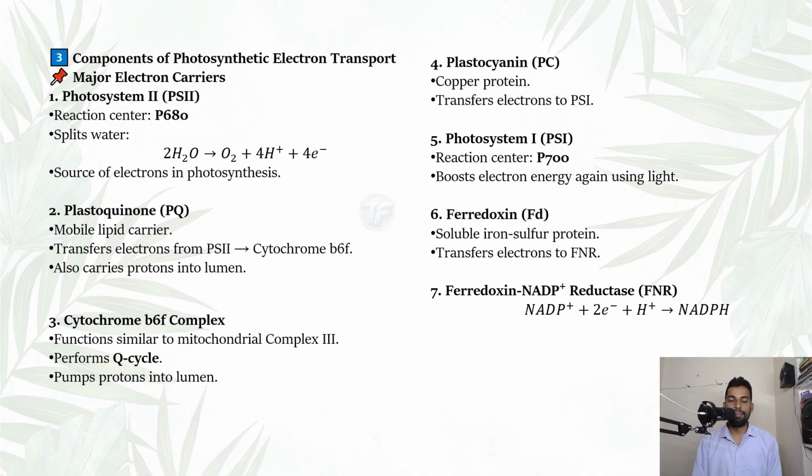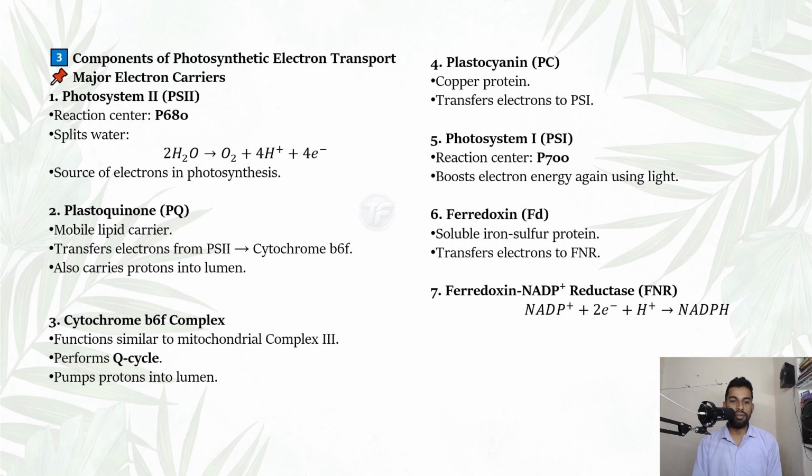Second component is plastoquinone. It is a mobile lipid carrier, so it moves from one place to another. It transfers electrons from PS2 to cytochrome b6f. It also carries protons into the lumen. Please remember this. Later we will see the diagram.